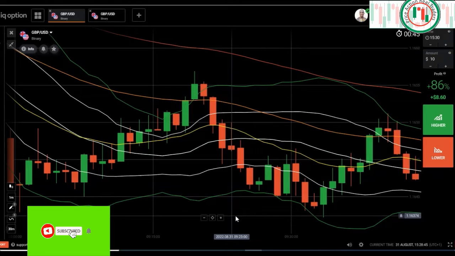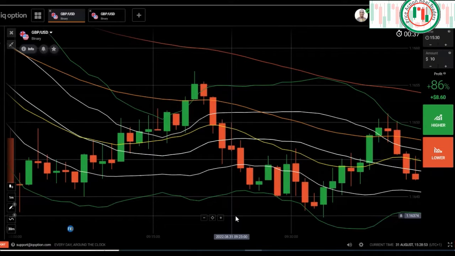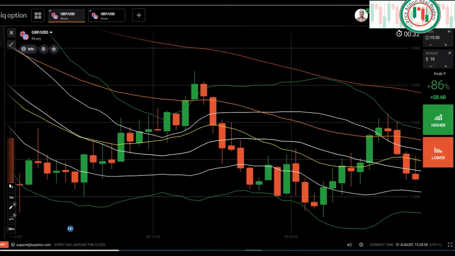Today I'm going to show you how to identify engulfing zone in ranging market. This is part 1 on how to identify engulfing zone in ranging market. So let us start. Let me show you so that you will understand very well. So what do we mean?